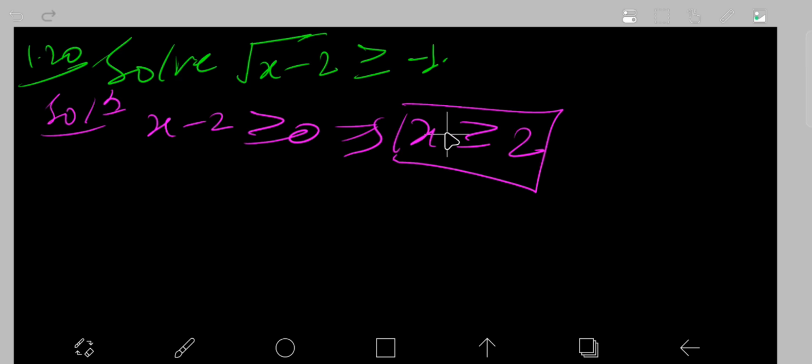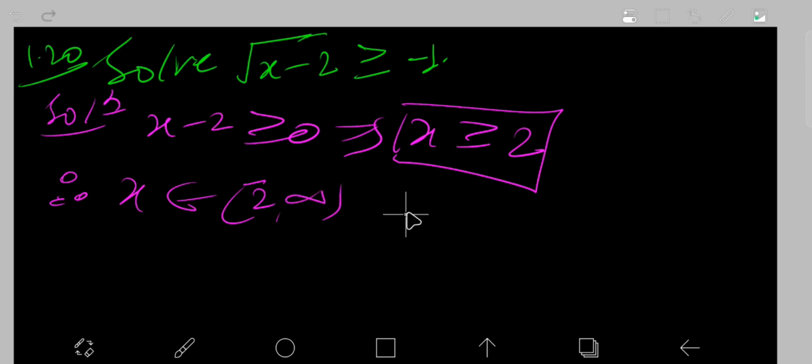Now here we check, this is non-negative, no? So it is also satisfied. When we put 2 minus 2, this gives 0, and 0 is also greater than minus 1. So the final solution is x belongs to 2 to infinity. This is my answer, and this one is also an answer. You write any one. Okay, and note down one point.